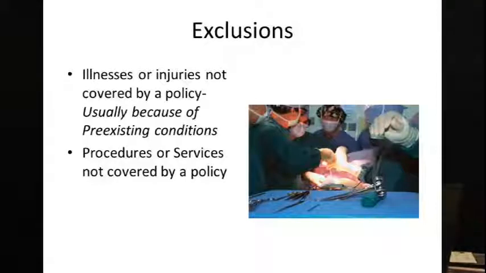Exclusion. Exclusion is a term that's referred to anything such as an illness, injury, or a procedure that is not a covered service. It's usually because of a pre-existing condition, or it could be a service or procedure. We go back to the word catastrophic. Let's say, for instance, the patient only has major medical. A major medical plan is only for catastrophic or major events. It's not for routine care. So in that case, routine care would be an exclusion.